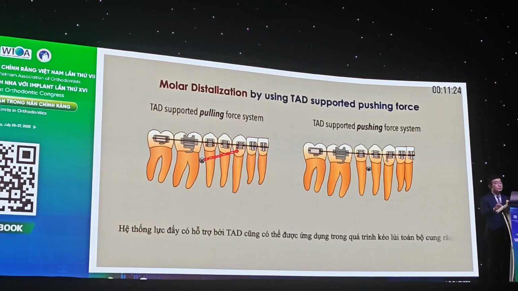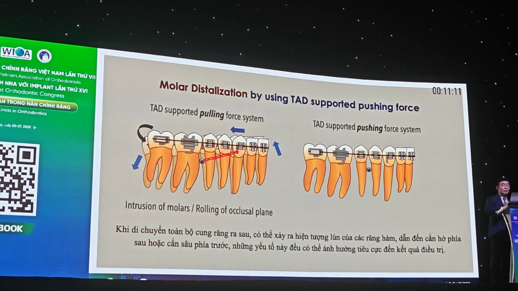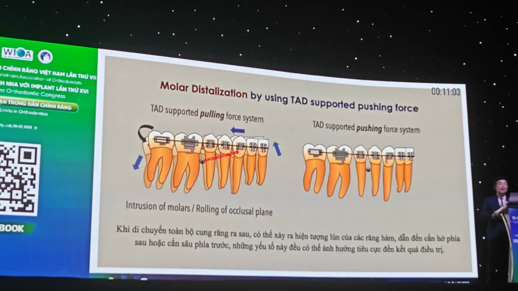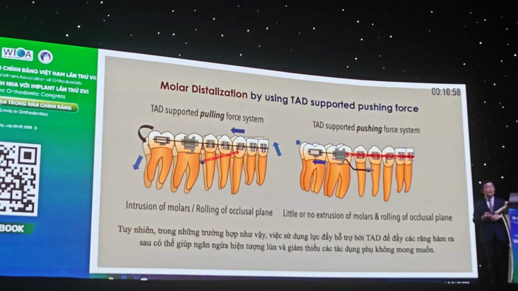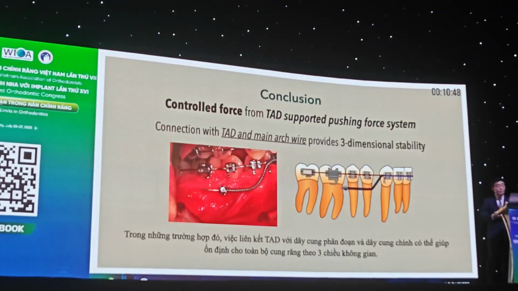The TAD-supported pushing pulse system can also be utilized during the retraction of the whole dental arch. When the entire arch is moved backward, there may be a tendency for the molars to intrude, leading to a potential posterior crossbite or deepening of the anterior bite, which could be detrimental to treatment outcomes. However, in such instances, employing the TAD-supported pushing pulse to push the molars back can prevent intrusion and these unwanted side effects. I'd like to conclude my lecture.